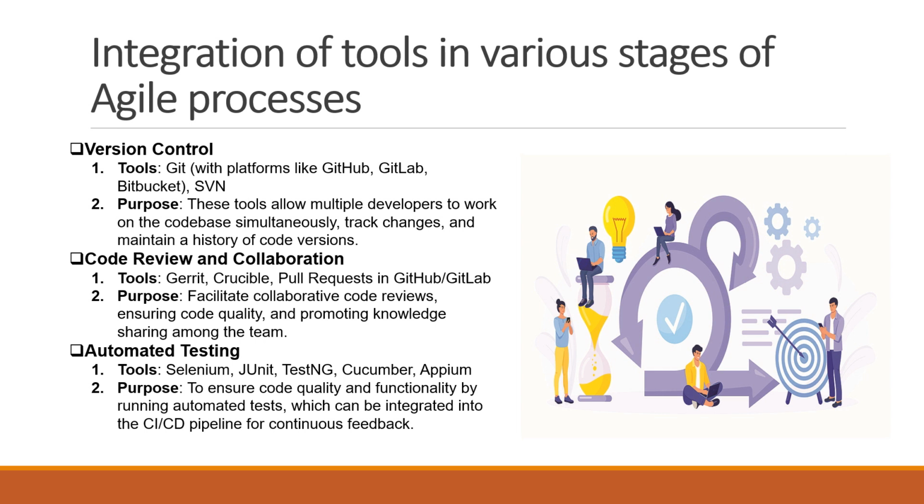Code review and collaboration. Tools for this include Gerrit, Crucible, pull requests in GitHub, GitLab. The purpose is to facilitate collaborative code reviews, ensuring code quality and promoting knowledge sharing among the team. Automated testing. Examples of tools are Selenium, JUnit, TestNG, Cucumber, Appium. The purpose is to ensure code quality and functionality by running automated tests, which can be integrated into the continuous integration and continuous deployment pipeline for continuous feedback.